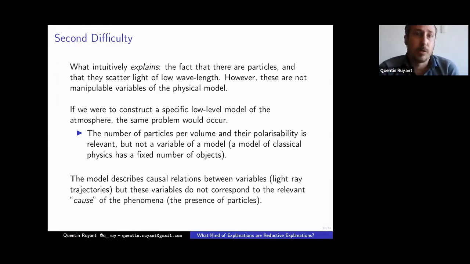And now if we were to construct a bigger model that would describe a specific configuration of the whole atmosphere, I think we would have the same problem. If we take the number of particles per volume and the polarizability, they seem to be relevant, but they are not variables of the model. In general, a model of classical physics has a fixed number of objects. It's not really a causal variable. It's not something that allows for counterfactual reasoning within the model. It's more like a parameter of the full model.